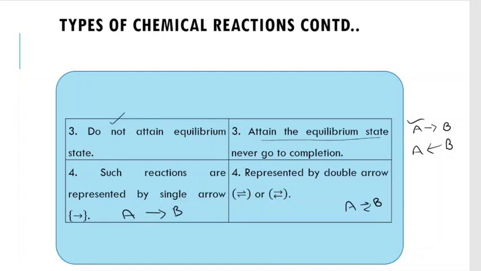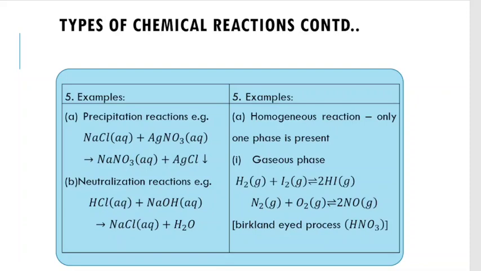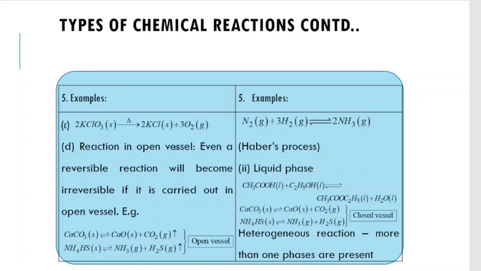Now let us see the examples. In the case of irreversible reactions: precipitation reactions, neutralization reactions, and reactions like 2KClO3 gives rise to 2KCl plus 3O2, and those reactions which take place in an open vessel are all irreversible in nature. As soon as the products are formed, they remain the same. They do not convert into reactants in the case of an irreversible reaction.